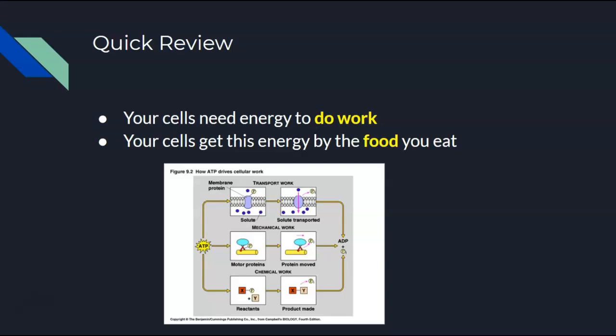to create this energy. So some of the types of work, you can see it here, like transport work, right? So like moving things in and out of a membrane, sometimes, right, with active transport that needs energy. Mechanical work, like moving muscles. Chemical work, like using enzymes to build products or break down products. All of that stuff needs energy.